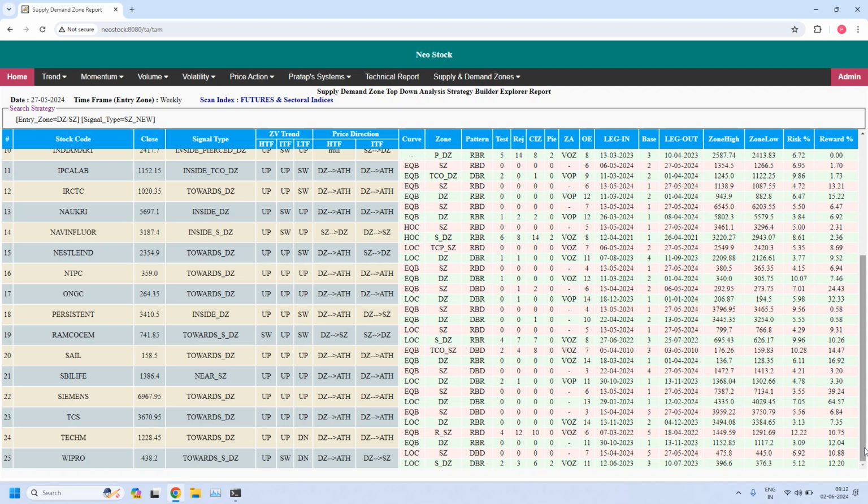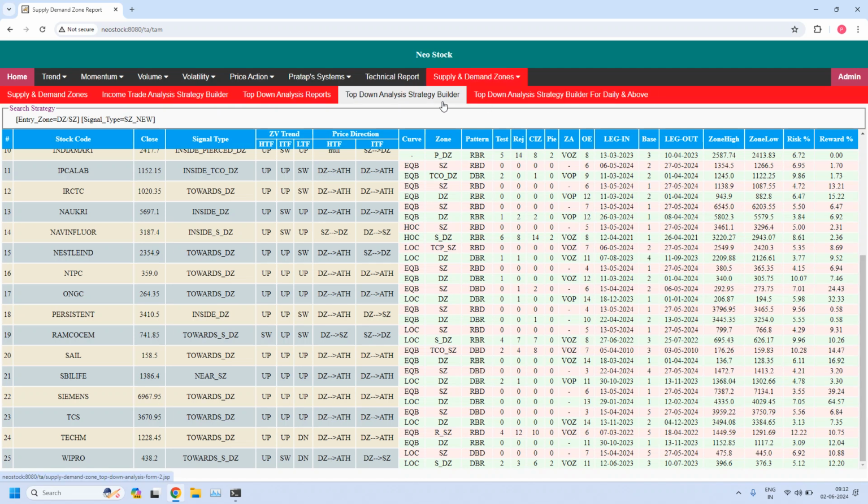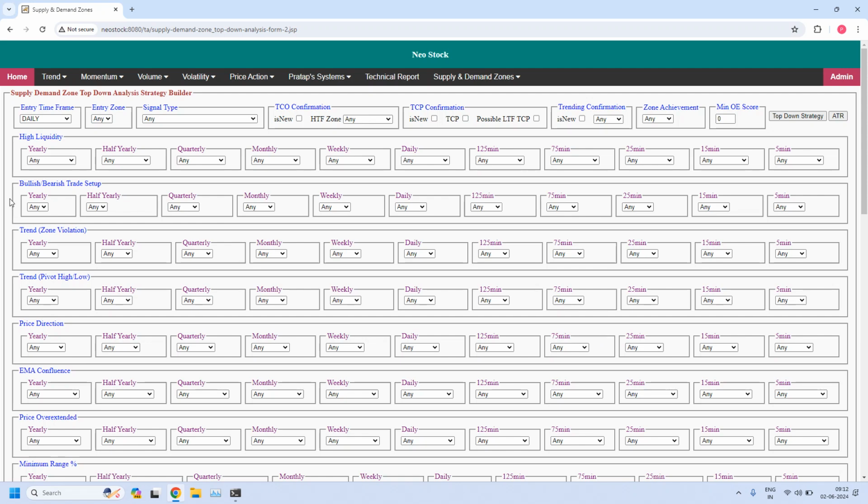Now let us identify the stocks having a weekly EMA confluence. So entry time frame is weekly. Here for EMA confluence, we have to generate 2 reports: weekly demand zones having weekly EMA confluence, and weekly supply zones having weekly EMA confluence.